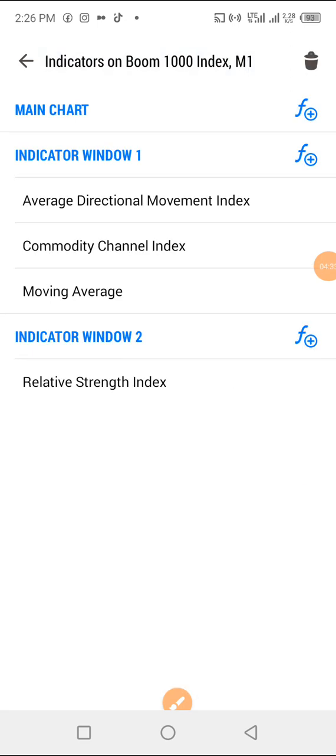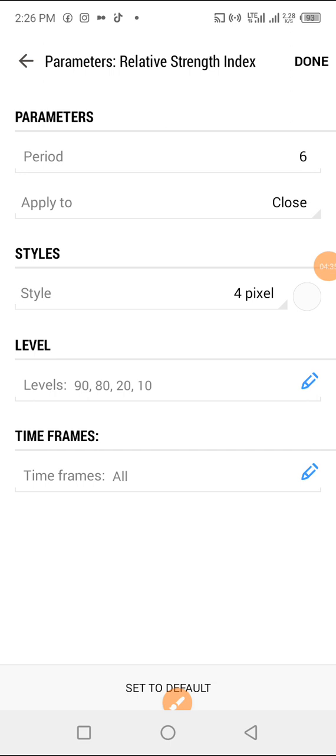Then lastly, on window 2, forget the level, all we just need is the digit I'm going to explain to you.